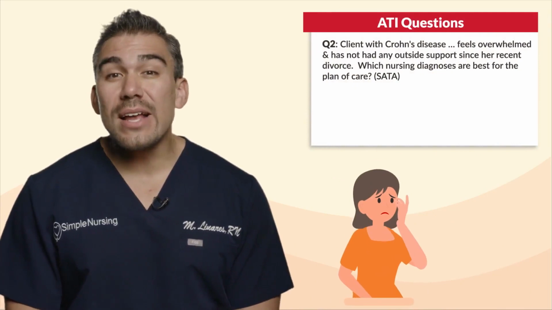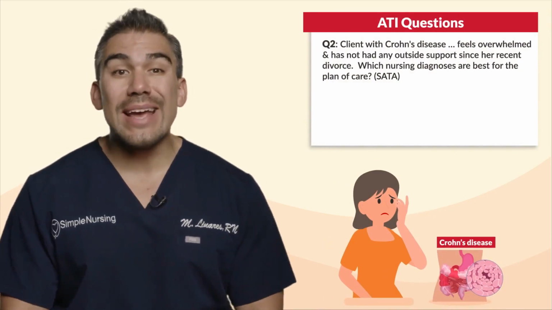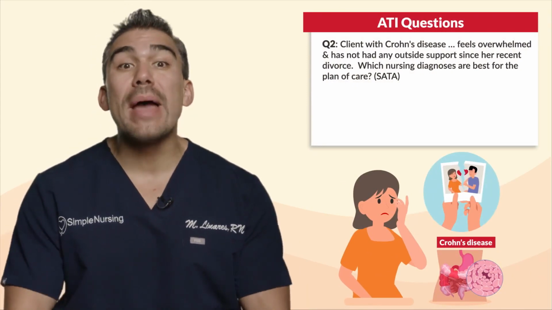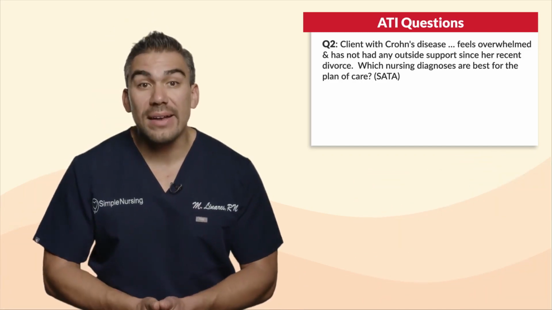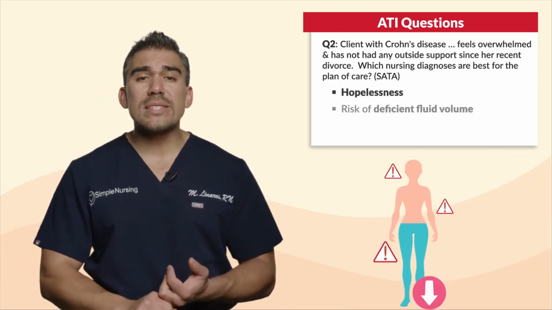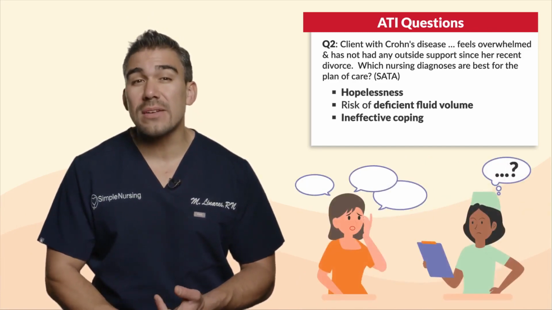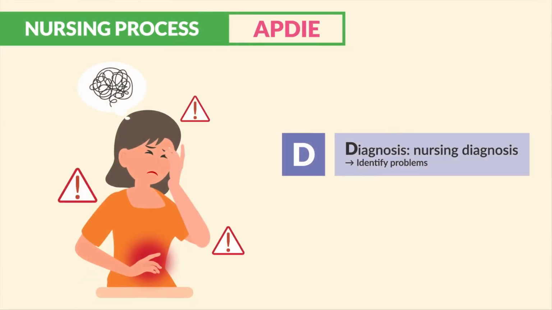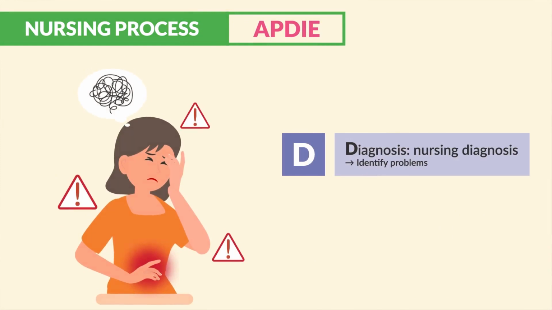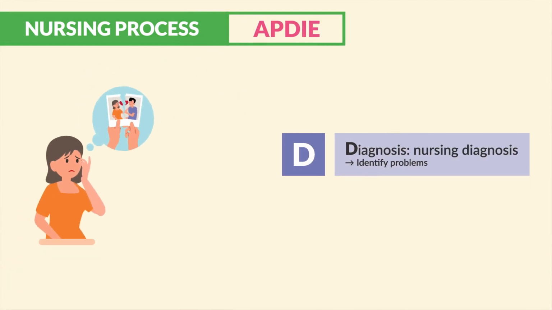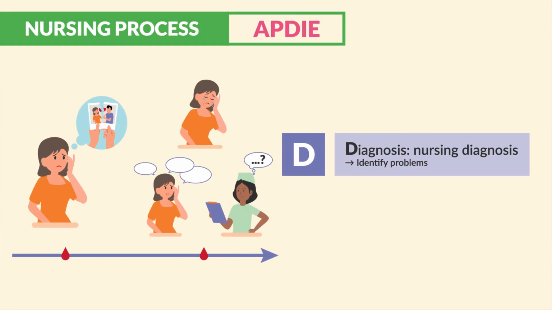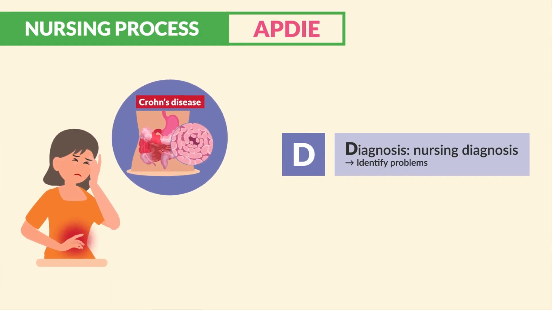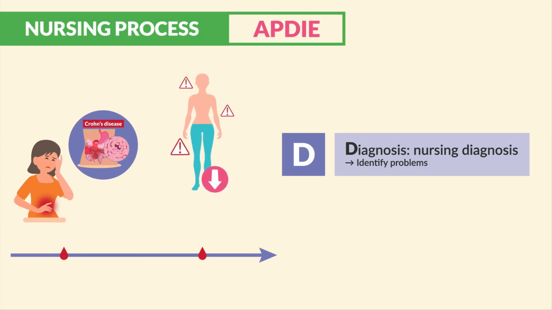Now, question 2, the client with Crohn's disease feels overwhelmed and doesn't have enough support since her recent divorce. Which nursing diagnoses are best for the plan of care? Select all that apply. Correct answers are hopelessness, risk of deficit of fluid volume, ineffective coping, and even imbalanced nutrition. As you can see, stressors from both physical and emotional issues can lead to more problems. The feeling of being overwhelmed from a recent divorce can lead to hopelessness and ineffective coping. And the physical problems of Crohn's disease, where a client may have many bowel movements per day, can lead to the risk of fluid volume deficit and imbalanced nutrition.